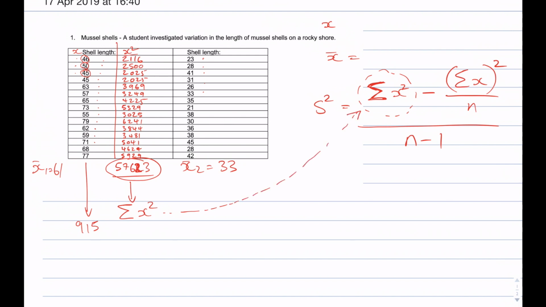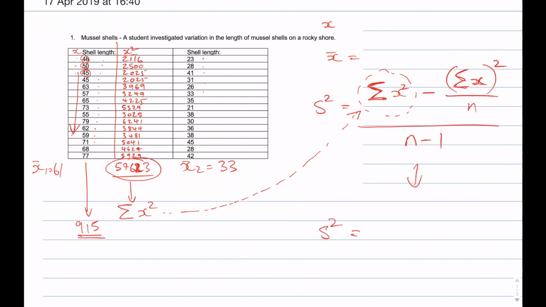The next thing we have to do is get the sum of all the x's and then square that. So the sum of all the x's, adding up all the x values, 46 plus 50 plus 45, and so on down here, gives 915. That is essentially the number that would be in this bracket right here, 915. Okay, so let's do the parallel.